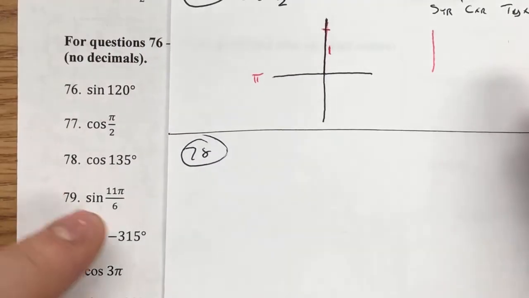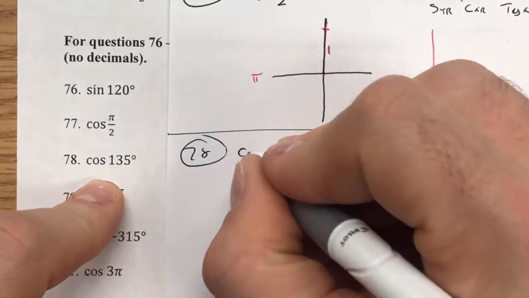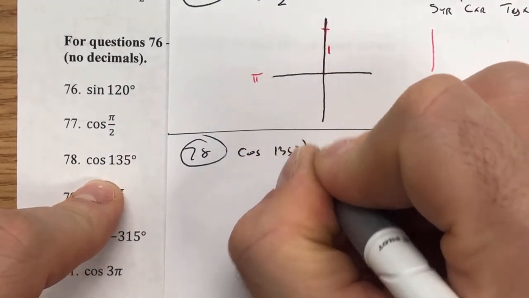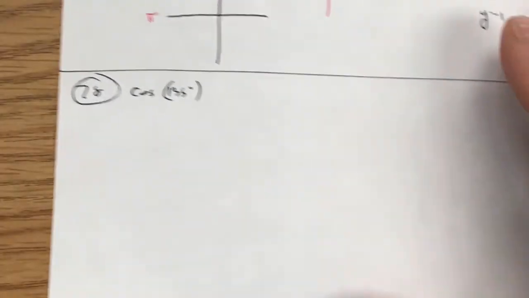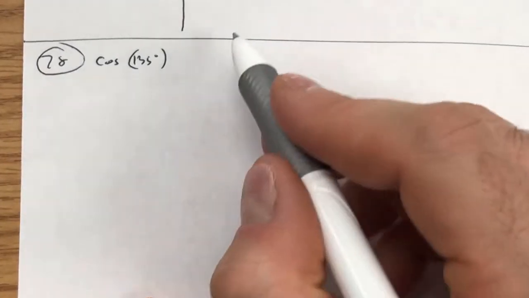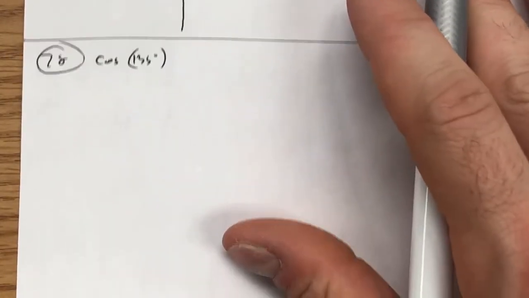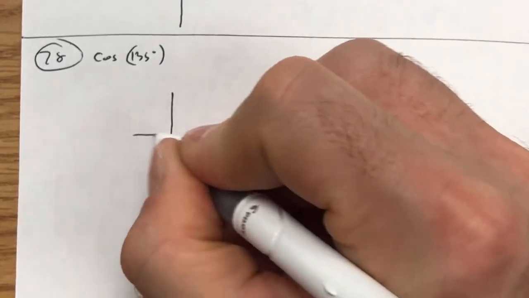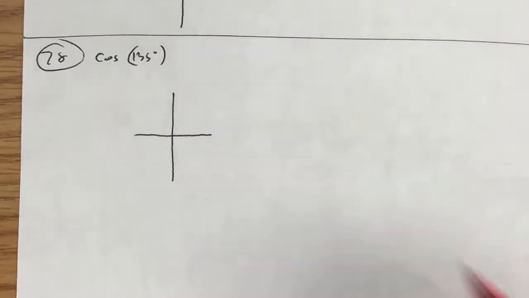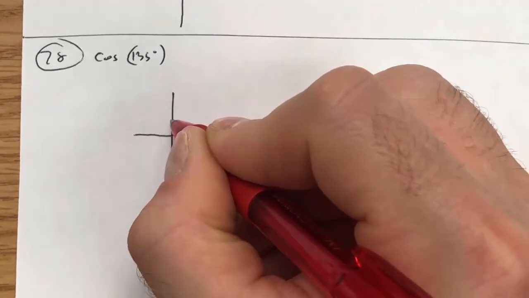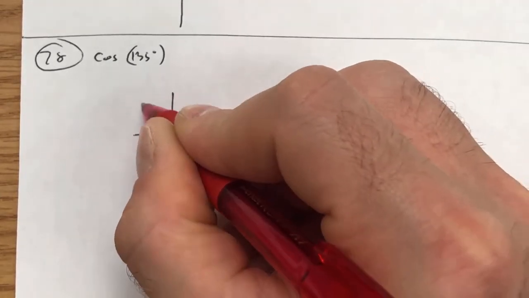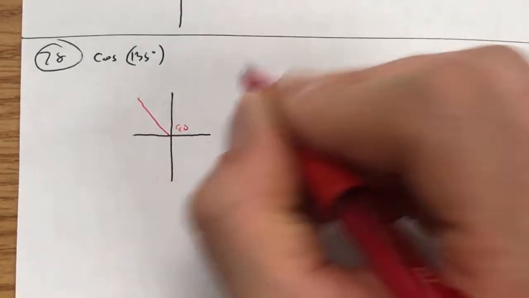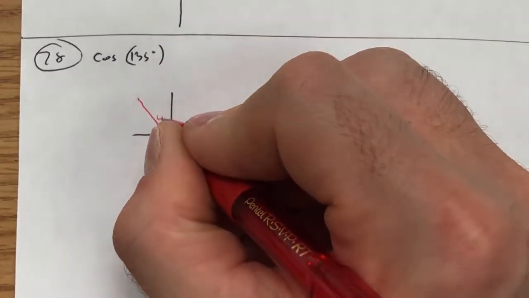Okay. Number 78 is the cosine of 135 degrees. So for the cosine of 135 degrees, I'm going to do the exact same thing as we did before and set up the unit circle. So I draw my axis. This is 90, this is 180, so it must be somewhere in here. And if this is 90, to get to 135, this is 45.